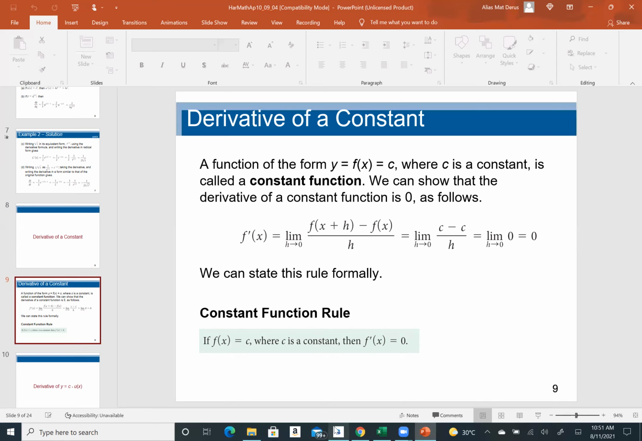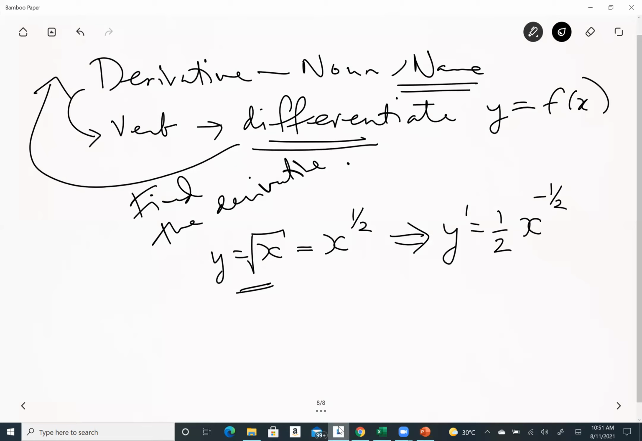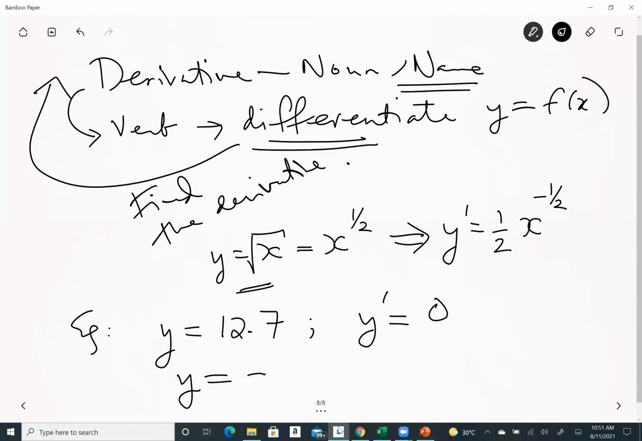So, give you an example. Let's say y equal to 112.7. All right, what is the derivative? 0. Say y equal to negative 1000. What is y prime? 0. So any constant, the derivative is 0. Okay, for any constant, derivative is 0. Okay, all right.